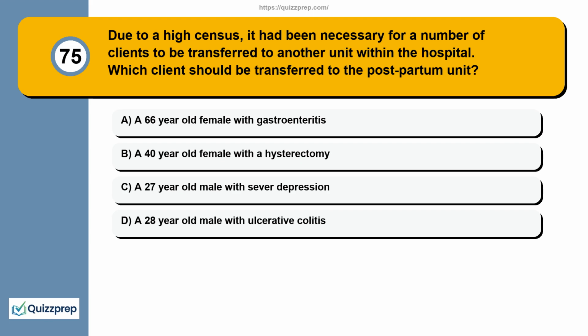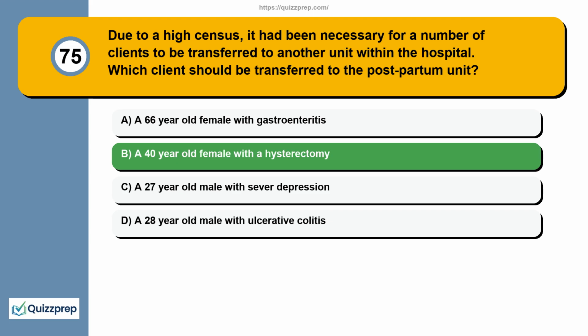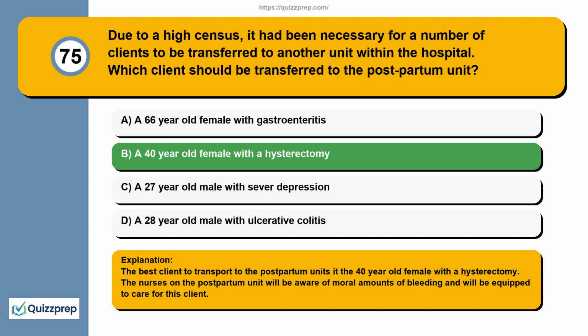Question 75. Due to a high census, it had been necessary for a number of clients to be transferred to another unit within the hospital. Which client should be transferred to the postpartum unit? A 66-year-old female with gastroenteritis, a 40-year-old female with a hysterectomy, a 27-year-old male with severe depression, a 28-year-old male with ulcerative colitis. The best client to transport to the postpartum unit is the 40-year-old female with a hysterectomy. The nurses on the postpartum unit will be aware of normal amounts of bleeding and will be equipped to care for this client.